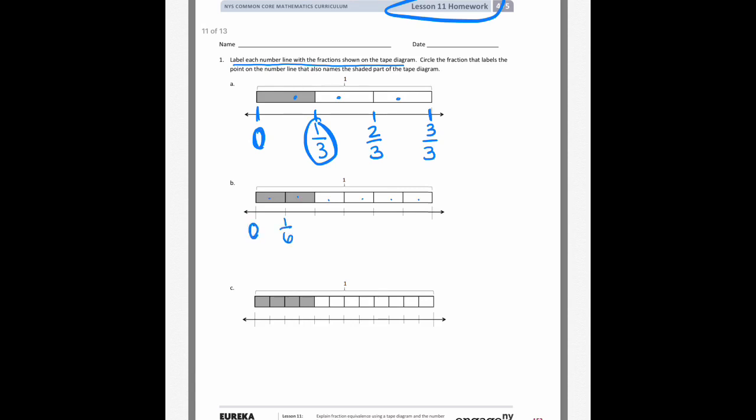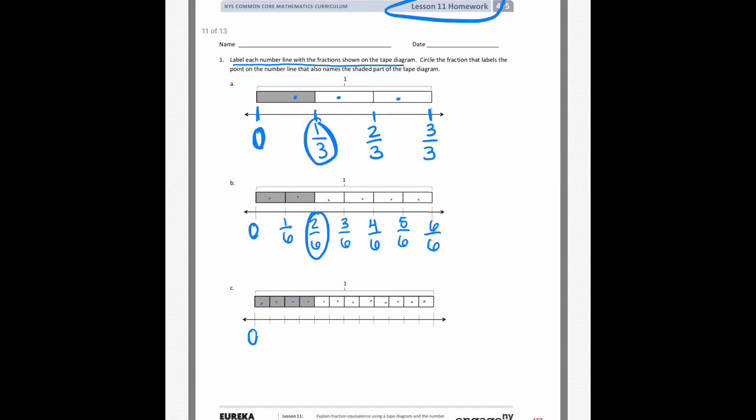I'm going to do the same thing down here. When I count, I had 6 boxes. So I'm going to count by sixths. So 1/6, 2/6, 3/6, 4/6, 5/6, and 6/6. And of course we start with our 0. And again, I'm going to circle 2/6 because the directions told me to circle the fraction that goes with the number of shaded pieces.